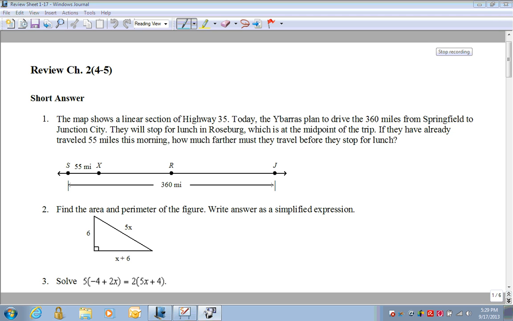We're ready to start on our review, Chapter 2, 4 through 5. I'm sorry for the delay, but my pen quit working today and I just now got it fixed.